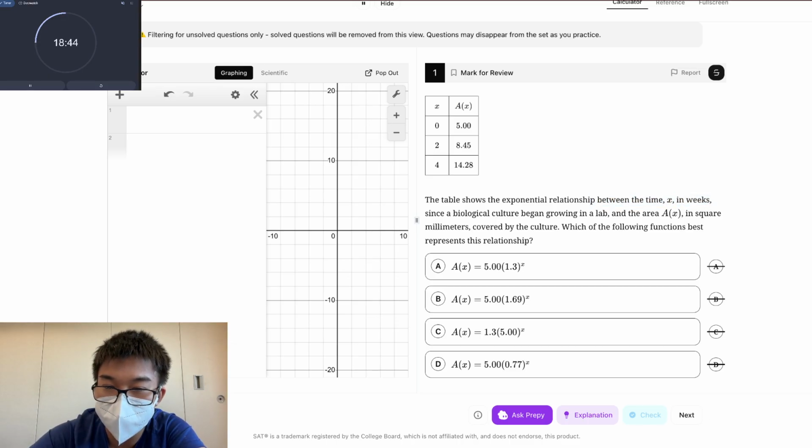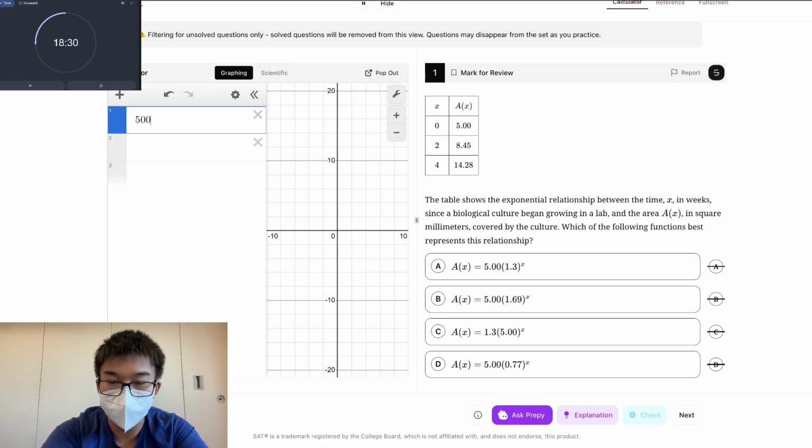So X is in weeks, A in square mile. You gotta know you start out at 5, right? Increase, increase, increase. Actually, technically speaking, you can use the calculator for these questions, because I can just do 1.something, because I know this one. Actually, let's do this one first.